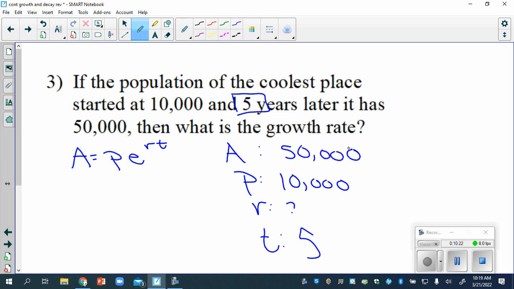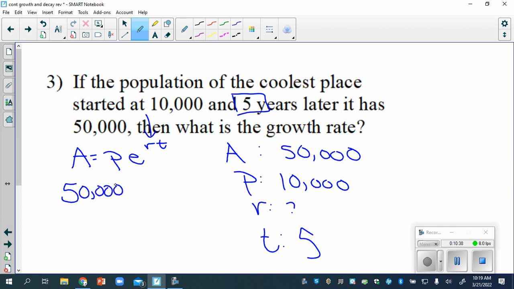So here's what I need you to know. This time what we're missing is in the exponent. So we're going to have to use logs to bring it down. So let's set this up. It's going to look like this.